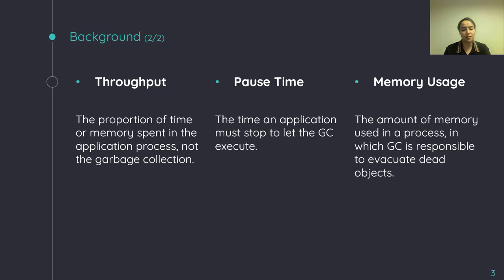There are some crucial performance metrics for GCs like throughput, that is the proportion of time or memory spent in the application process, not the garbage collection. Pause time is the time an application must stop to let the GC execute. And the memory usage is the amount of memory used in the process in which the GC is responsible to evacuate the dead objects.